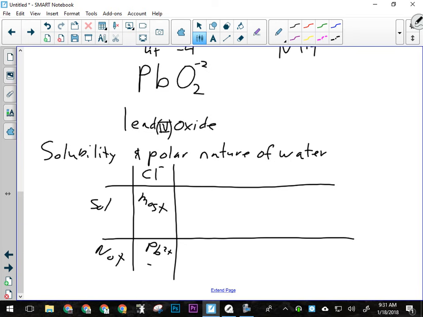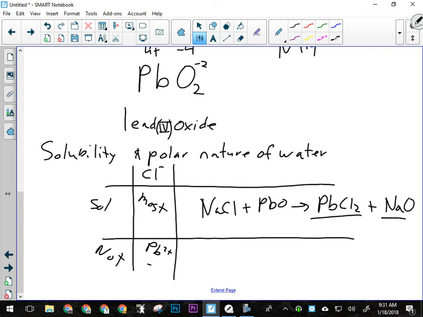I'm not trying to dissolve chlorine into lead. This is the result of a reaction. So I had sodium chloride reacting with lead 2 oxide. Okay, the products are lead 2 chloride and sodium oxide. Which, if any, are soluble? That's not. That is. Lead 2 chloride is not soluble. That's going to become a solid product on the bottom.